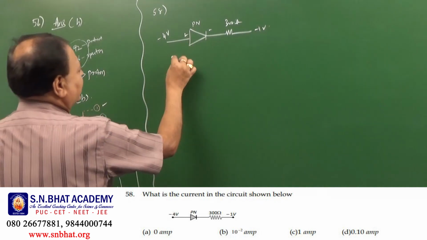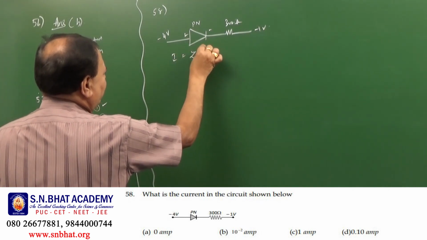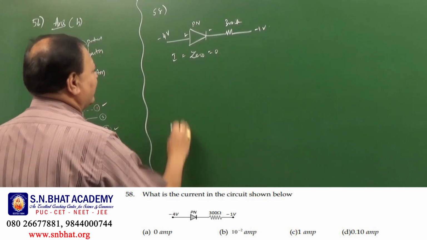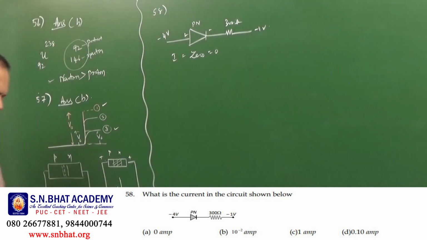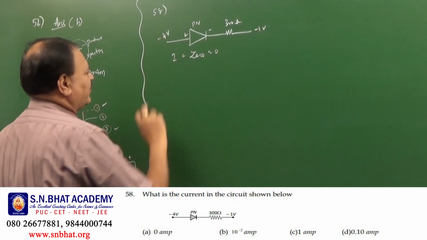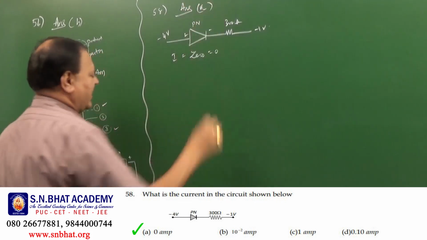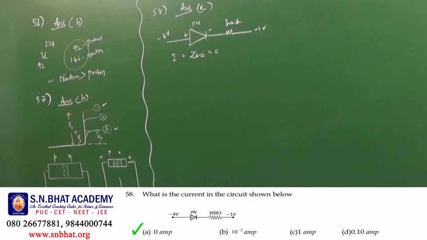Here you know that the current in the circuit is equal to 0. Reverse bias, so it is more of a negative. Therefore, the answer for this question is A. So current is 0. You know that in a reverse bias there is no flow of current.